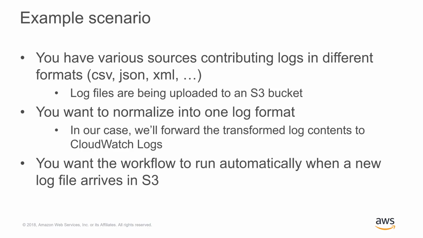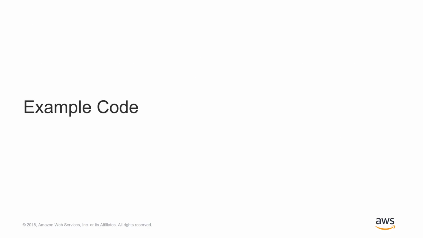In our case, for this scenario, we're going to forward the transformed log contents to CloudWatch Logs. But we could do this another way, we could send the logs to Kinesis, for example, and transform there. We're going to keep this very simple using Step Functions and CloudWatch Logs. And I want this workflow to run automatically when a new log file arrives in S3. So let's go and take a look at the code.